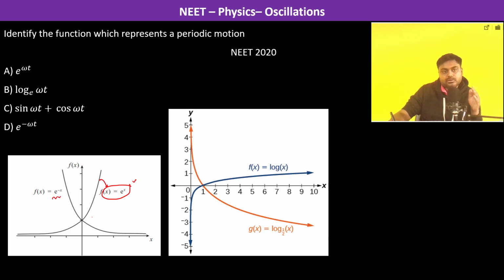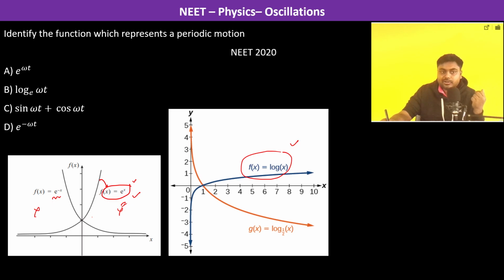Now someone may say, here's omega t, here's minus omega t. Omega is basically a constant, which is dependent upon the medium, the setup, and t. So as t increases, omega t increases. So e to the power omega t, the nature of the graph is this only. So there is no periodicity associated with both, and the same thing with log x also. There is no periodicity with log x graph also.